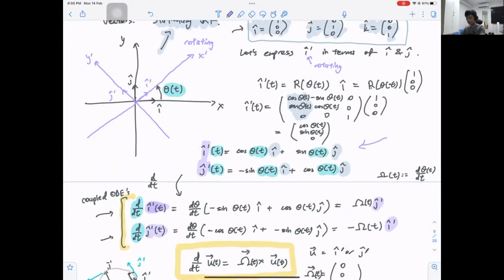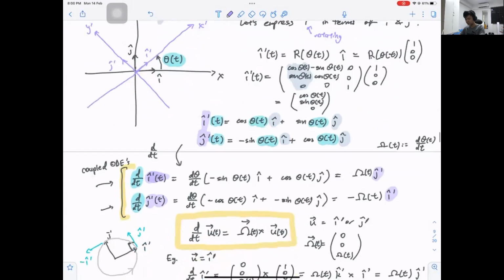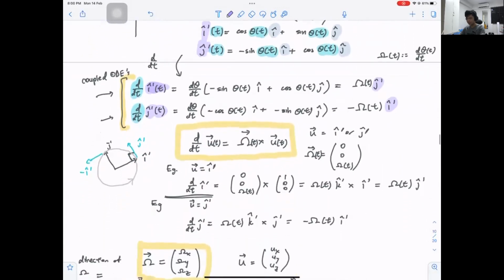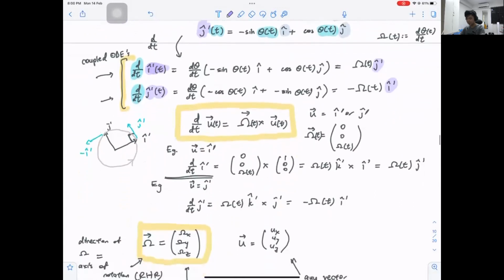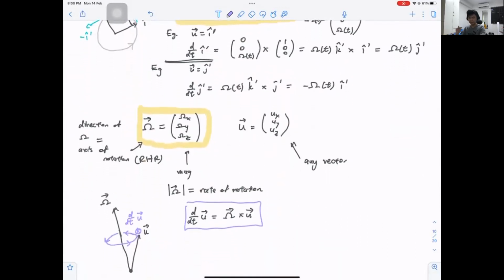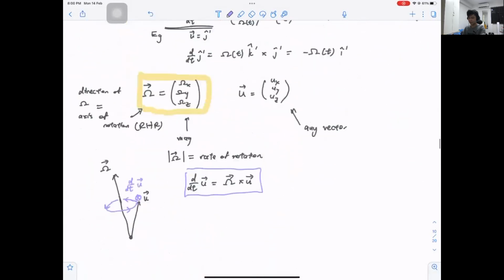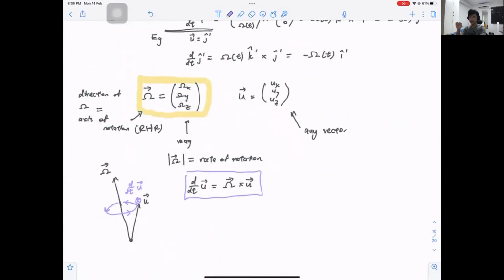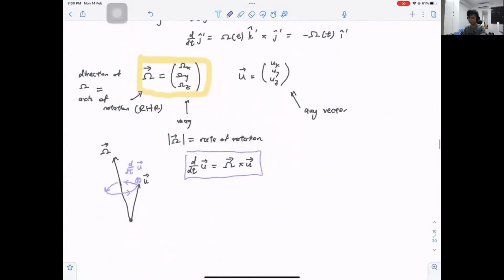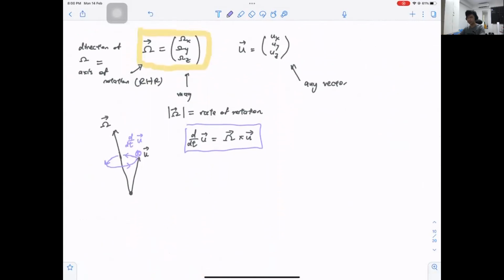So we have closed expressions, closed formulas, for how i hat prime and j hat prime vary with respect to time. Then we went ahead and differentiated them, and we found a way to neatly write it in this form. And why do we want to do that? Because it's easy to generalize to the general rotation case. So now we are no longer trapped in the 2D plane, the XY plane. We're no longer doing the 2D case. Now we're talking about the full-fledged 3D rotation.